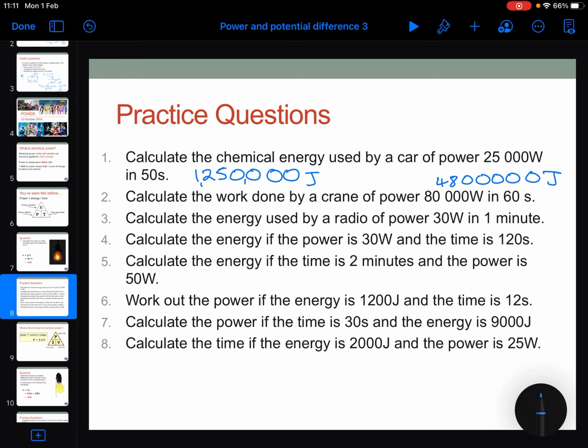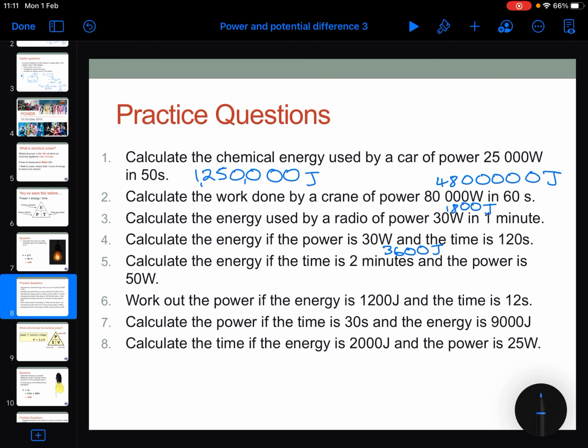Number 3, calculate the energy used by a radio of power 30 watts in 1 minute. 1 minute needs to be in seconds. So you do 30 times 60, giving you an answer of 1,800 joules. 4, calculate the energy if the power is 30 watts and the time is 100 seconds. So what's that? 3,000 joules.